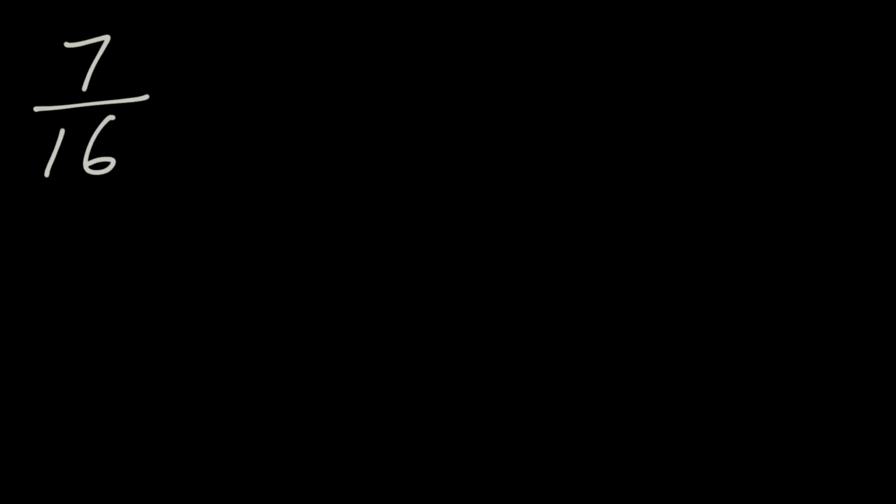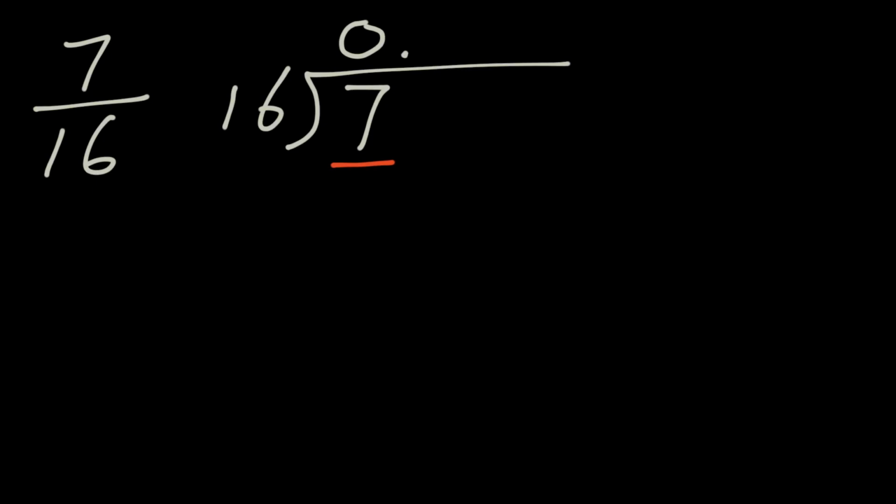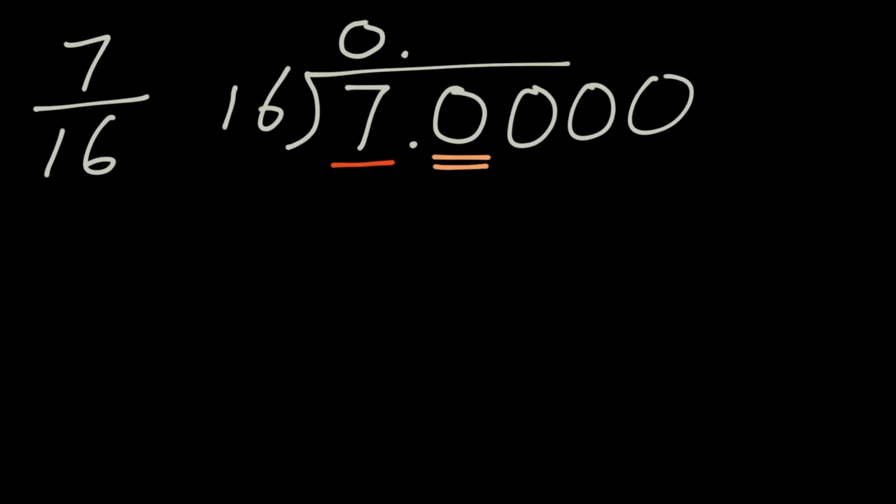7/16. Again, we'll divide 7, which is the numerator, by the denominator, 16. 7 is not big enough to divide by 16, so we'll put a 0, then we'll place a decimal point, then we'll put a 0 after it. And the reason why we can put a 0 behind the 7 is because the 0 value does not change the numerator value. So it's still 7.0, and you can add another 0 and 0 and 0, and it will always still be 7.